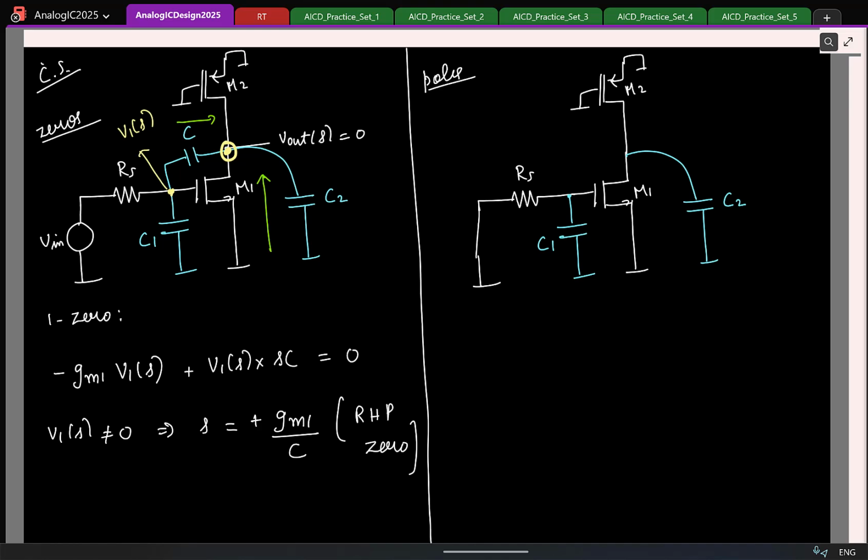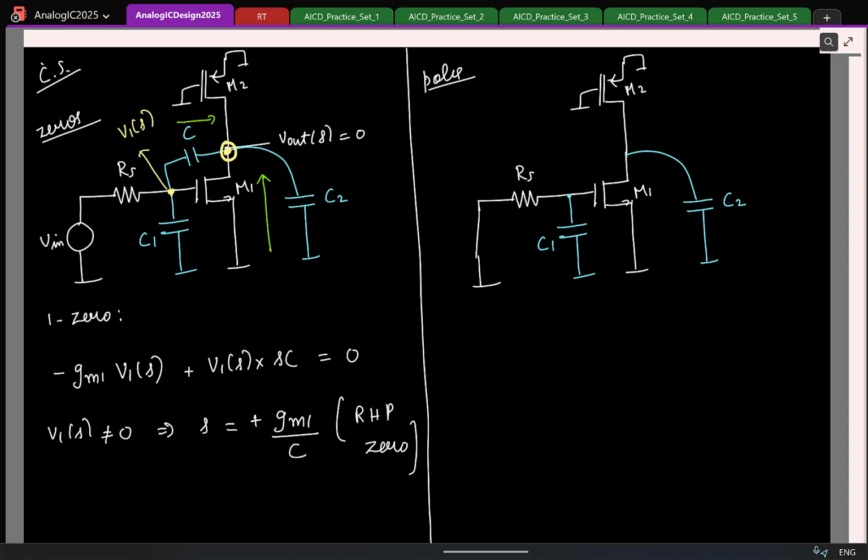Again, that happened because the currents flowing through the capacitor and the transistor here, they have different signs. Correct? So if both were plus here, you would have gotten an LHP 0. So in this case, both are minus, so it's an RHP 0. So this is another observation you can make looking at the circuit, right? Whether the 0 will be in the LHP or RHP. So we have found the 0.